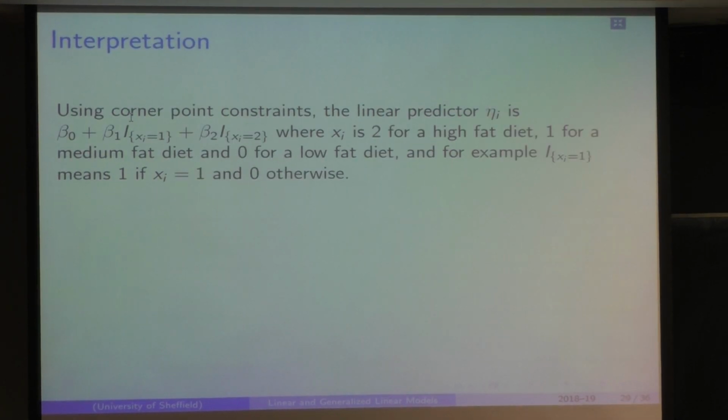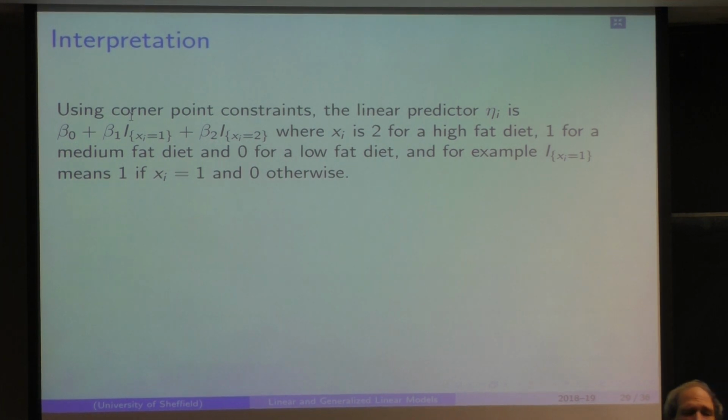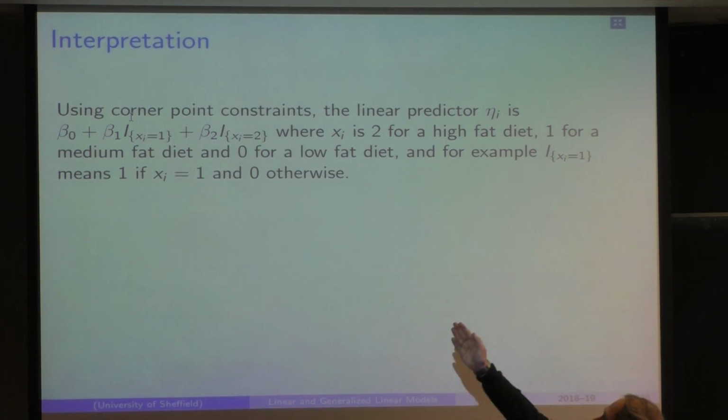Okay, so what's the actual linear predictor here? Because we're fitting using a factor for saturated fat, it has 3 levels, 0, 1, and 2. Remember that corner point constraints, as we called them, made the coefficient of the first level, level 0 here, 0. So we have indicator variables for saturated fat level being 1 or 2. Okay, so our linear predictor will take the following form.